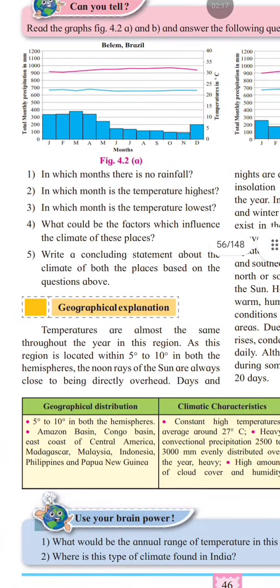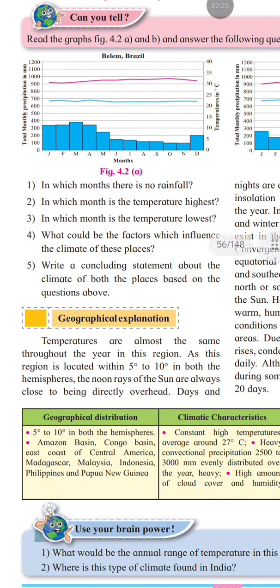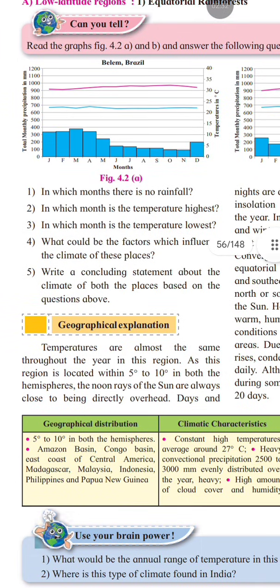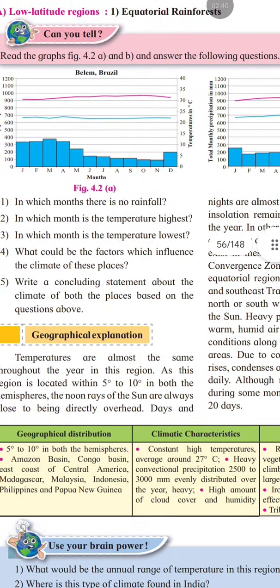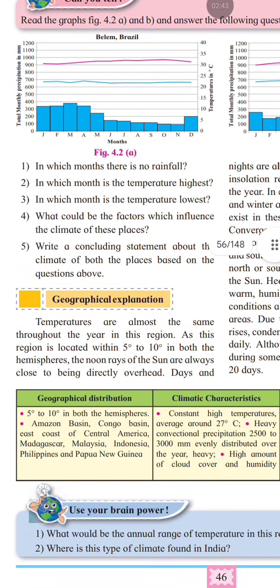The second question is, in which month is the temperature highest? So in Belém, Brazil, in the month of October the temperature is high, and in the month of May in Singapore. So the temperature is highest in the month of October in Belém and the month of May in Singapore.